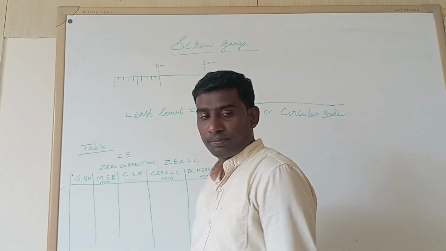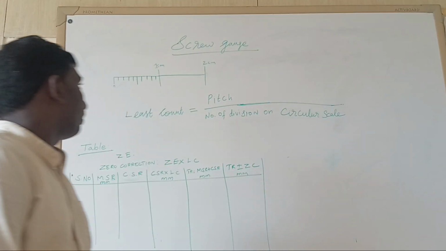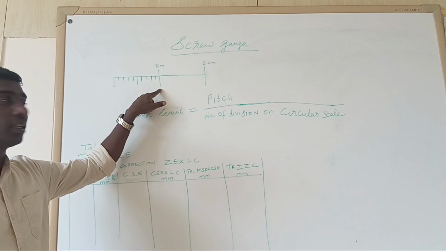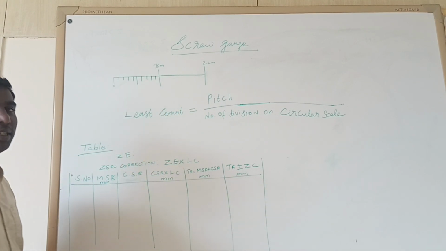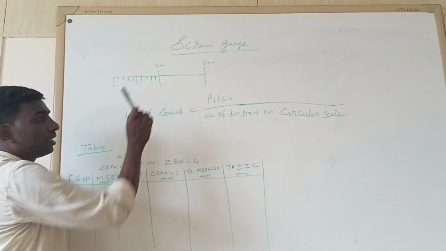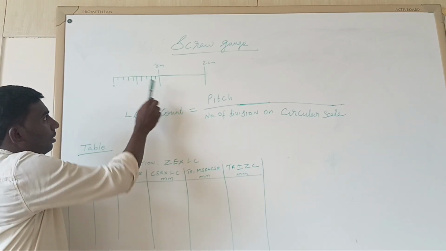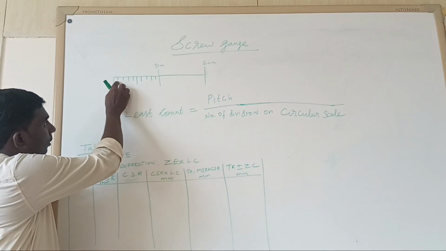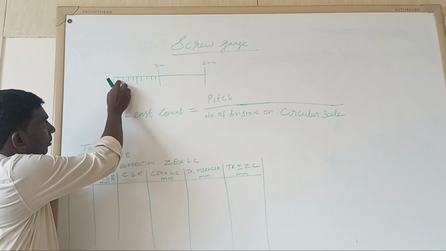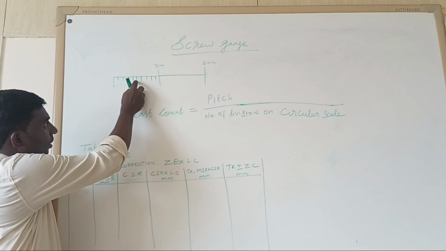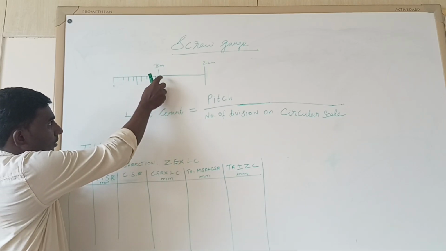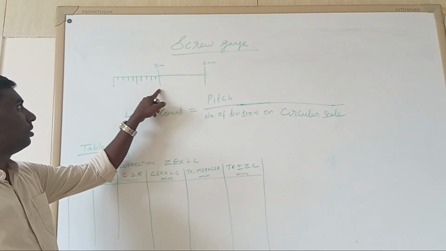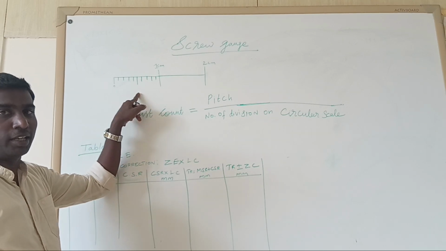So you see here, there is a scale from 0 to 1. That is 1 centimeter. This 1 centimeter is divided into 10 lines. One line means from 0 to here, 1. From here to here, 2, 3, 4, 5, 6, 7, 8, 9, 10. Here are the 10 lines. So 1 centimeter is divided into 10 lines.